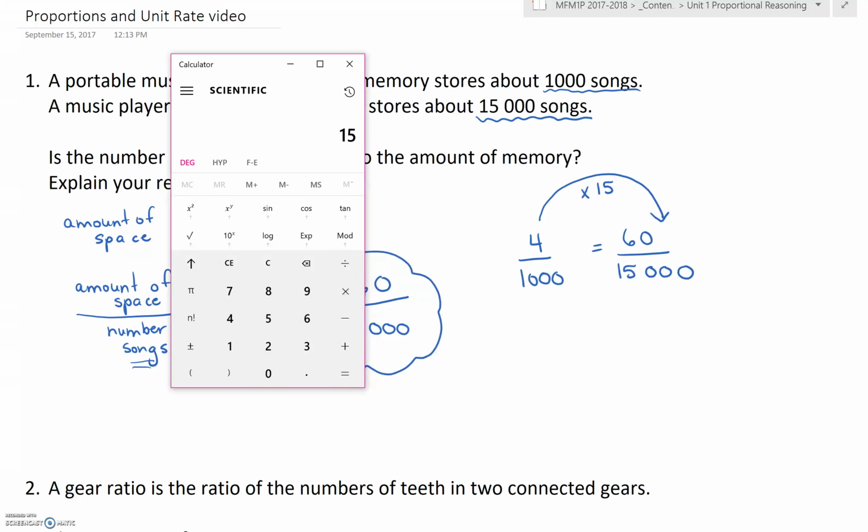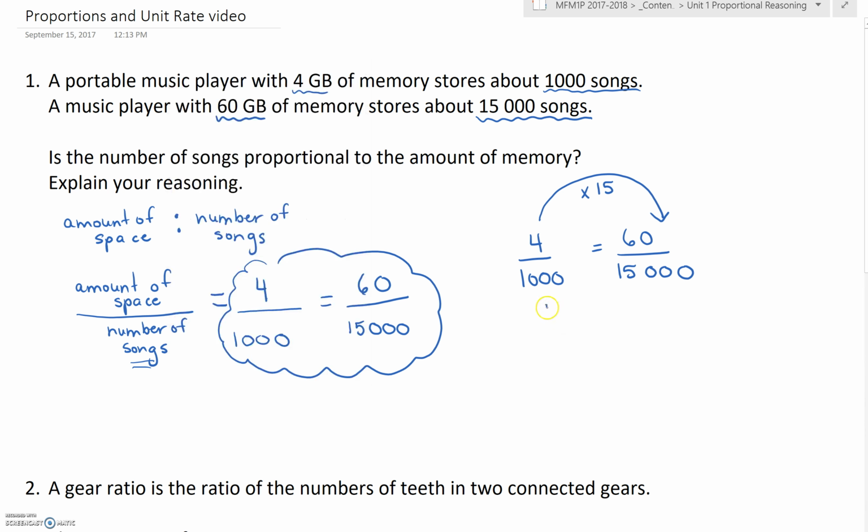And 60 divided by 4 is 15. So I can choose to go from left to right and multiply, because from 4 to 60, that makes the number bigger, so that's why we multiply. And let's check to see if that works for the bottom. So does 1,000 times 15 equal 15,000?